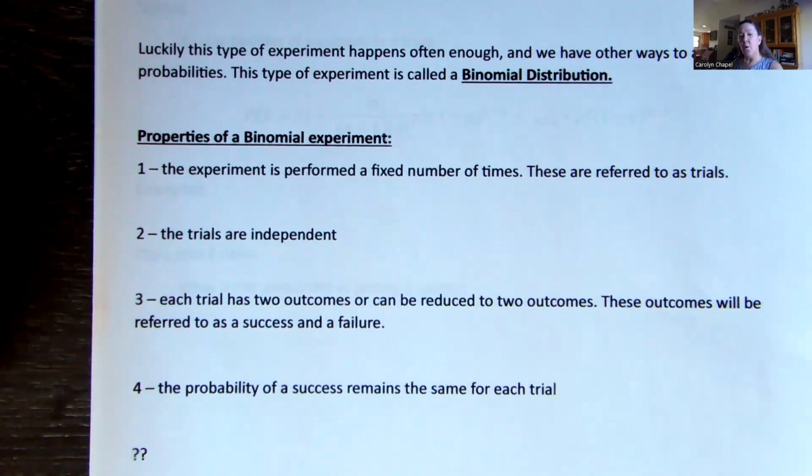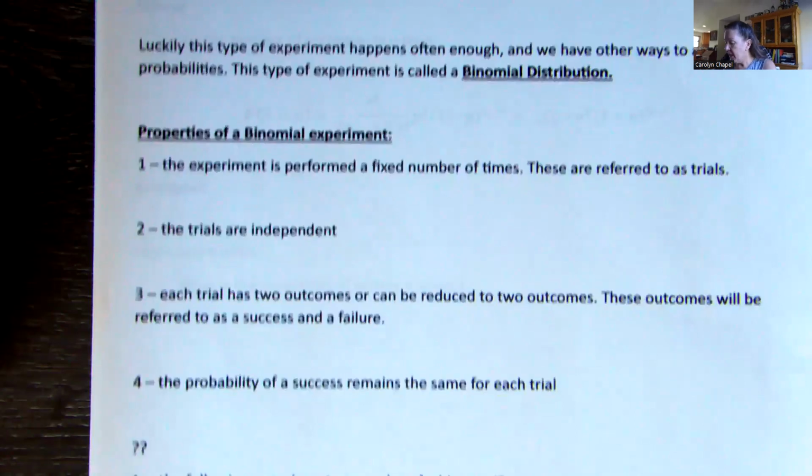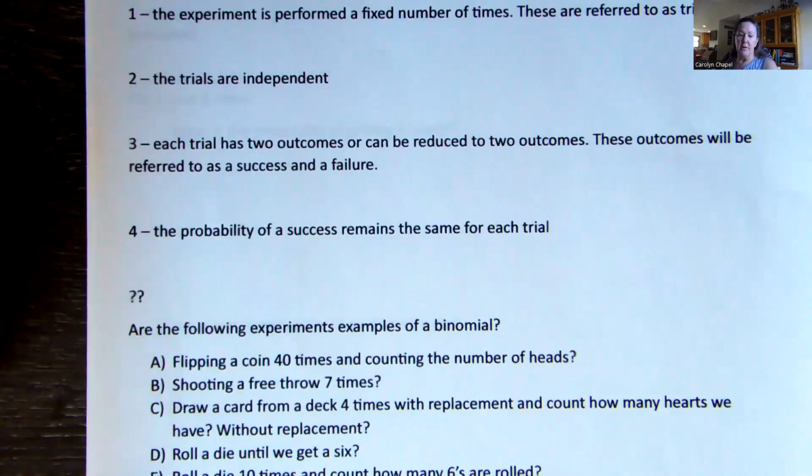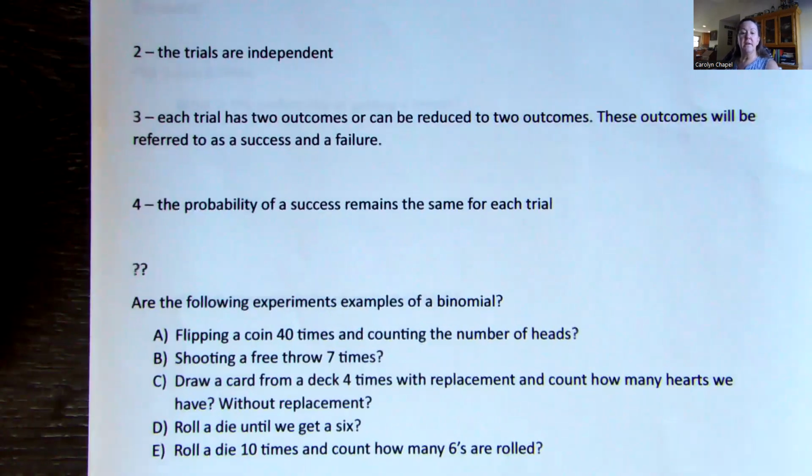Okay, those are the 4 different properties that have to be satisfied in order to be a binomial experiment or a binomial distribution. And so let's look at the ones that we had. So the first, some other ones too. So flipping a coin 40 times and counting the number of heads.